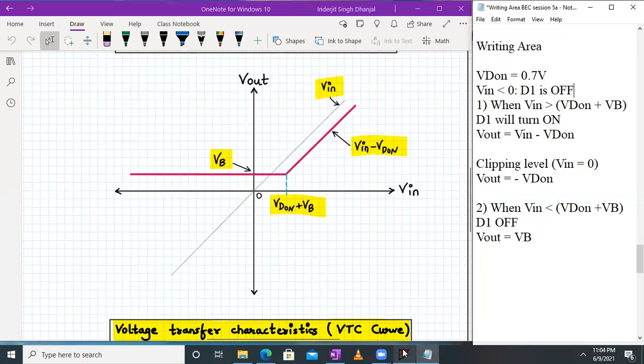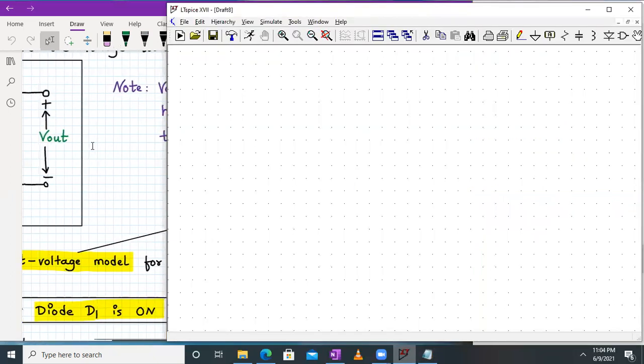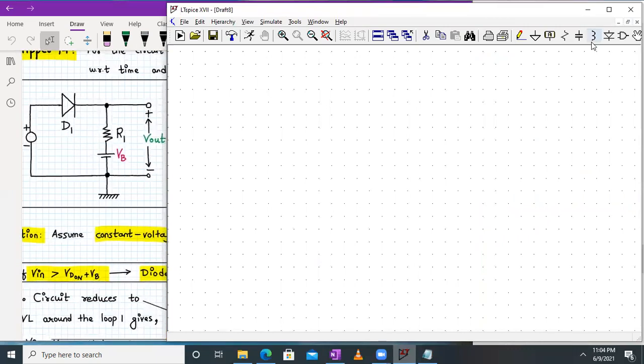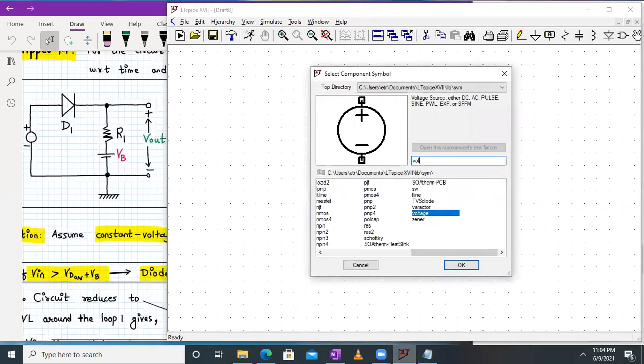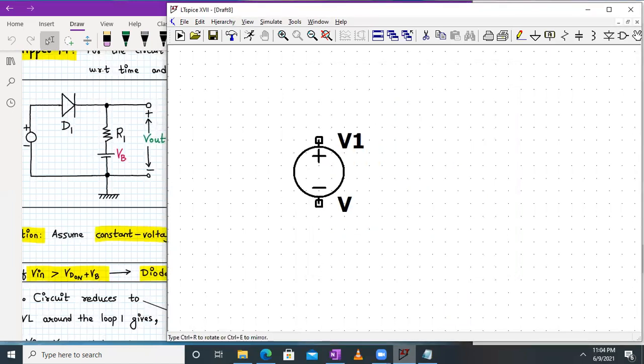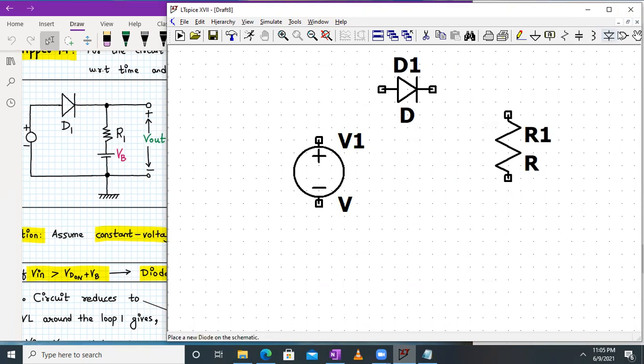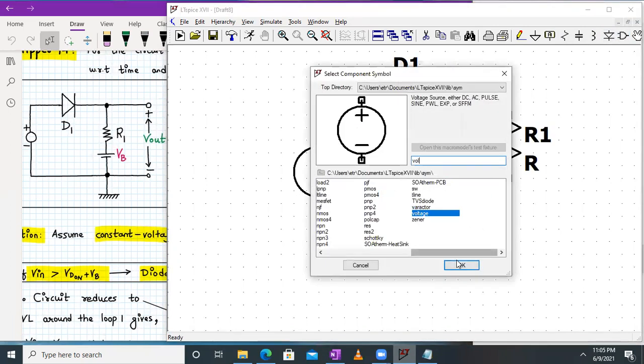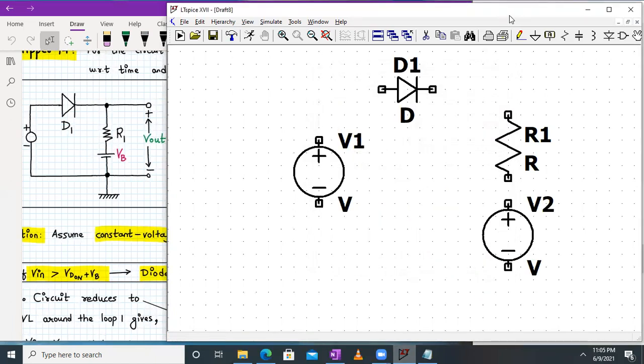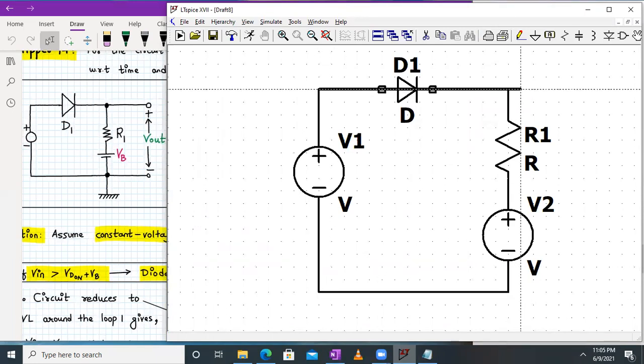Now let us quickly simulate this in LTspice. Okay, so this is a circuit. Let me take the supply as voltage, and then a diode will be there. I will control R, oh sorry, diode and control R, and place it over here. Then we have a resistor over here, and then we have another supply, a biasing supply, VB. So I have these elements. I'll just connect them together quickly.